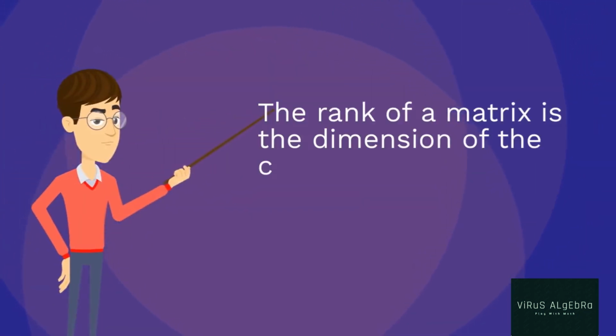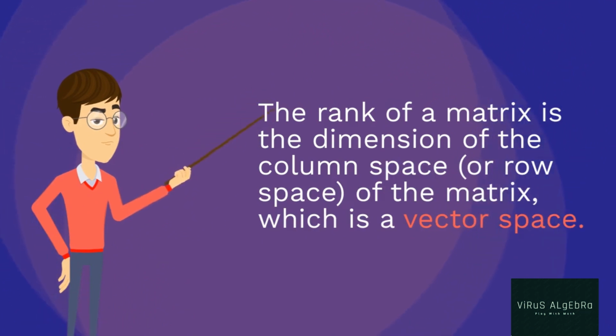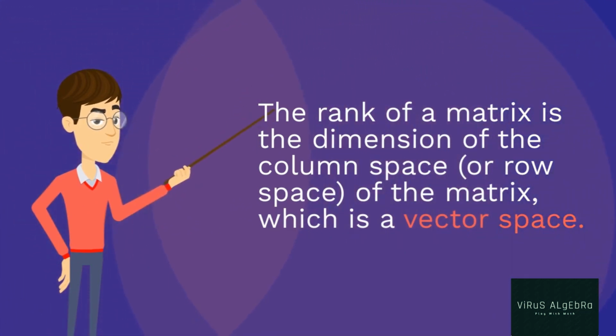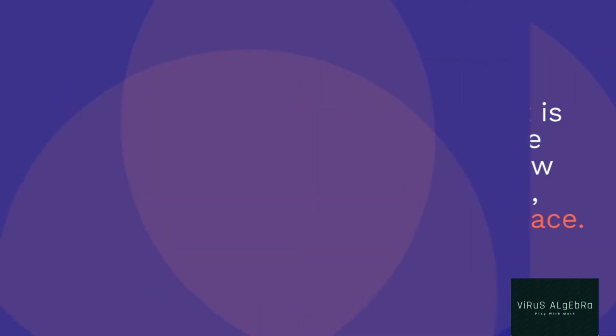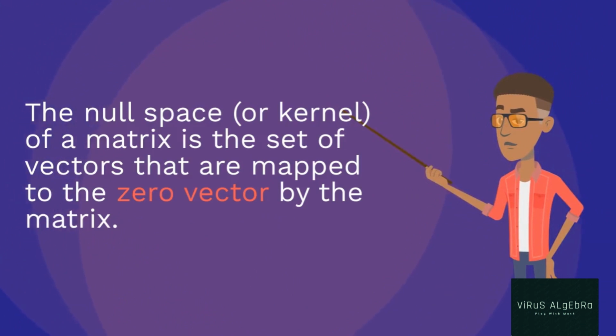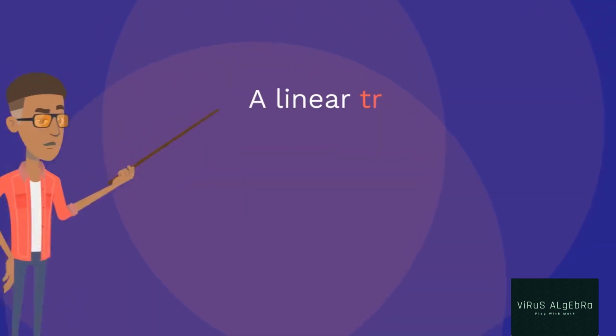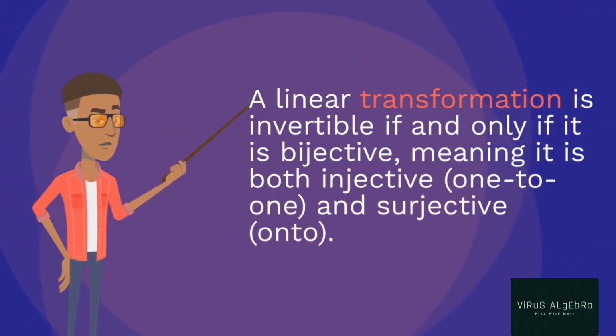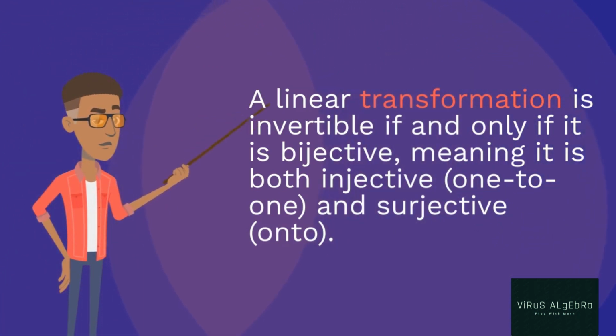The rank of a matrix is the dimension of the column space, or row space, of the matrix, which is a vector space. The null space, or kernel, of a matrix is the set of vectors that are mapped to the zero vector by the matrix. A linear transformation is invertible if and only if it is bijective, meaning it is both injective, one-to-one, and surjective, onto.